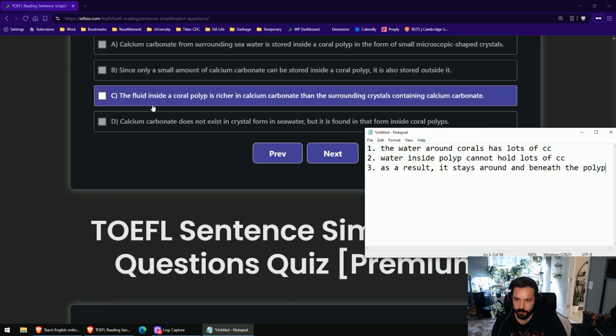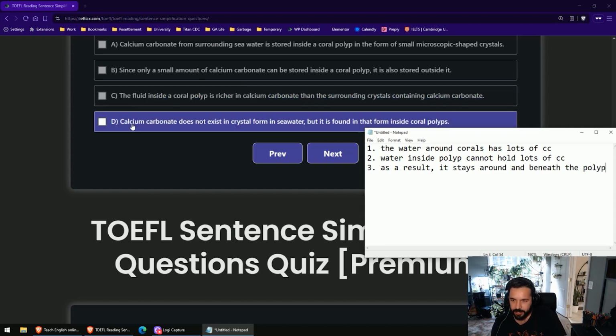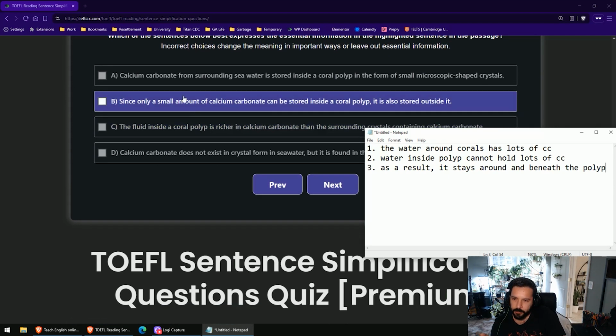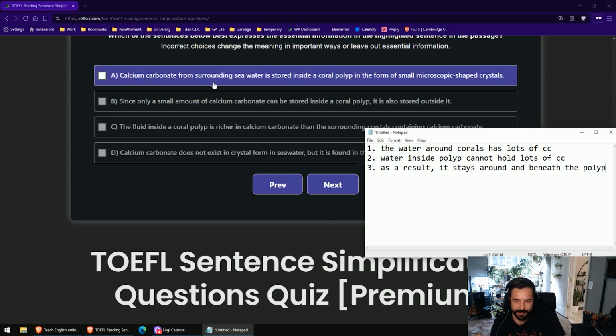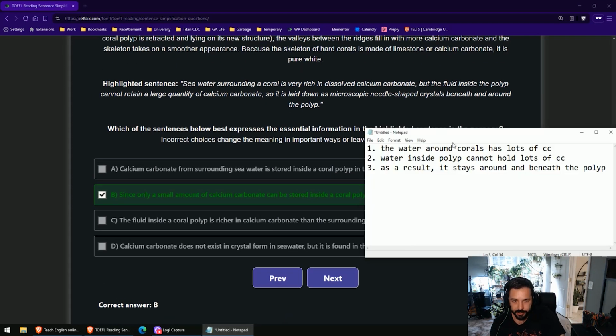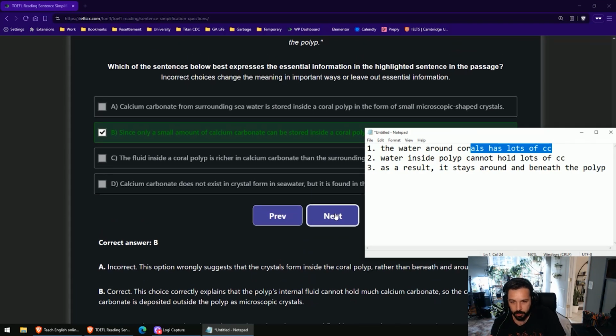Now let's see. The fluid inside the coral polyp is richer in calcium carbonate than the water around it, than the surrounding crystals. Actually, that doesn't make any sense based on the highlighted part. Calcium carbonate doesn't exist in crystal form. That's definitely wrong. So I forgot A and B. I should first choose the correct answer before I move on. So let's see. From surrounding seawater is stored inside. Wrong. Since only a small amount of calcium carbonate can be stored inside, it is also stored outside. That should be the correct one. Now, it doesn't include the information about the water around it, but that's fine. Sometimes they don't give you 100% of the information.